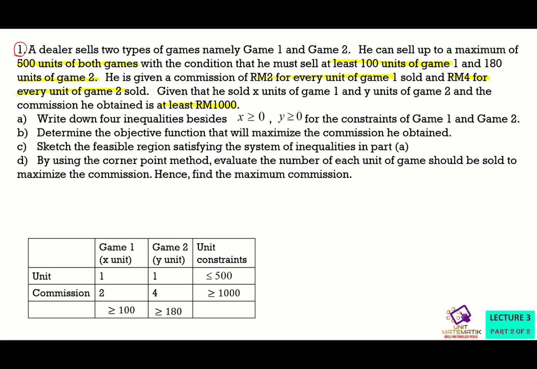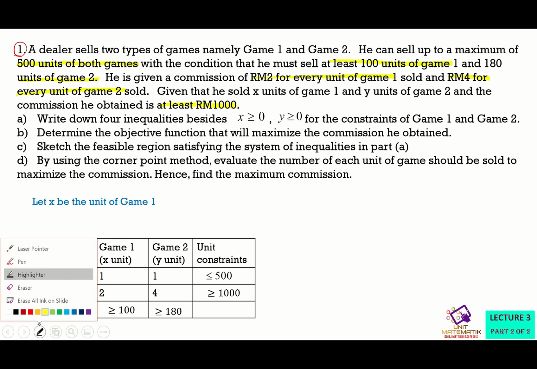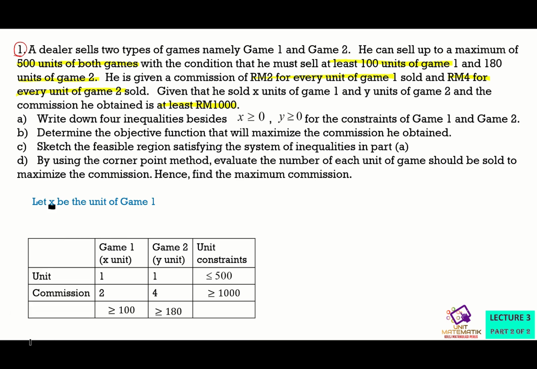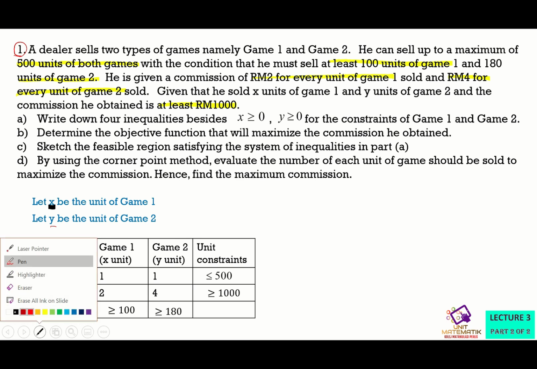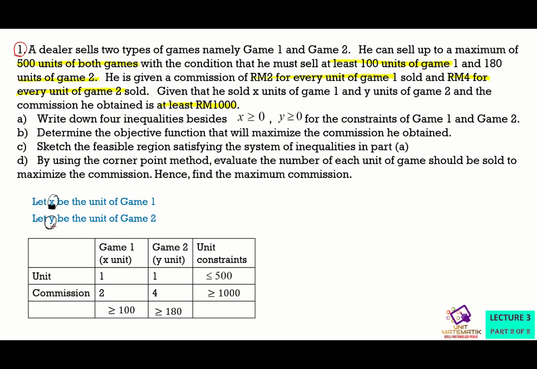Okay, so now let's find our variables first. The variables would be, let x be the units of game 1, okay, and let y be the units of game 2. Okay, this is x and y, and then put all the values inside the table. So here our variables, x and y, are inside the column. Okay, game 1, game 2, unit constraints, unit commission.